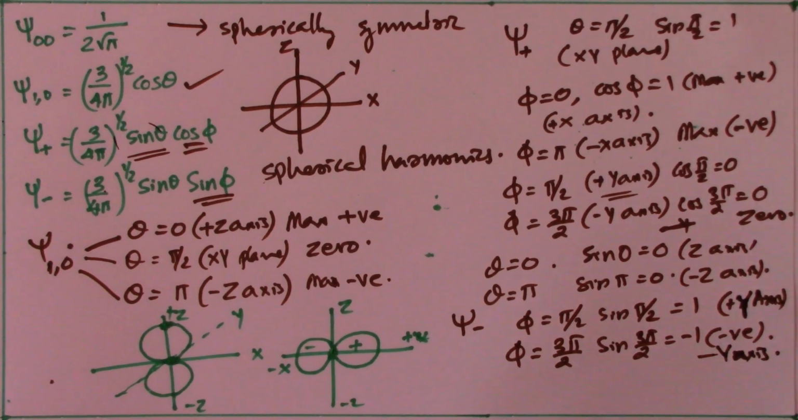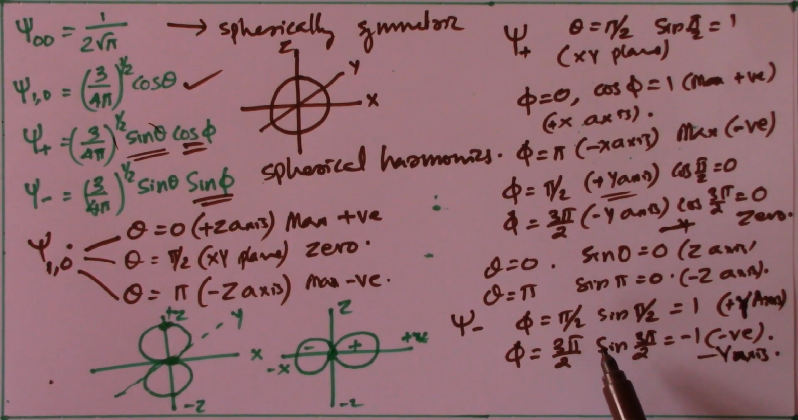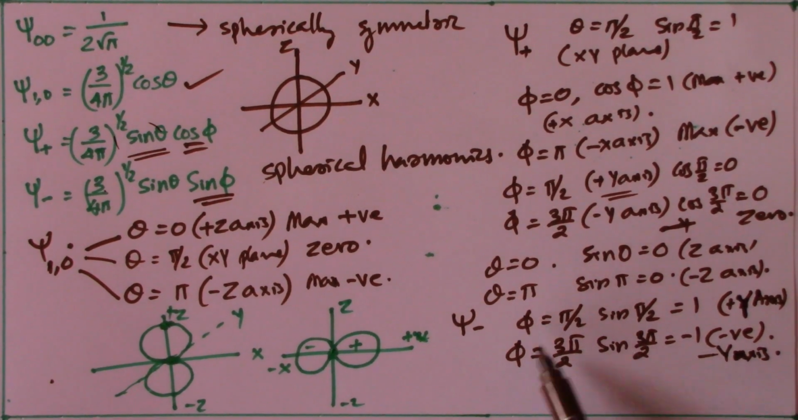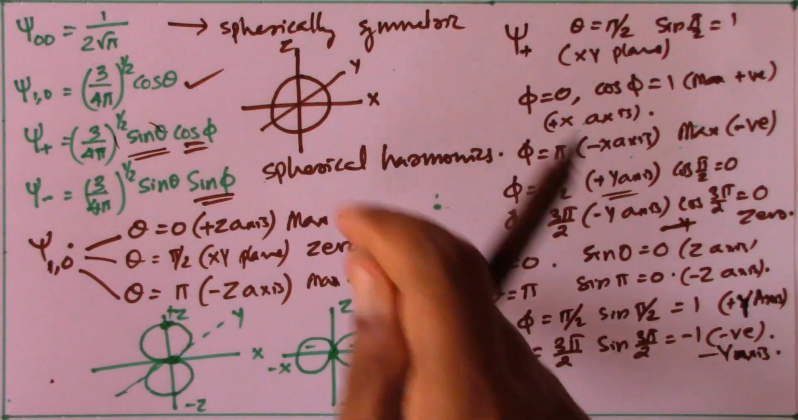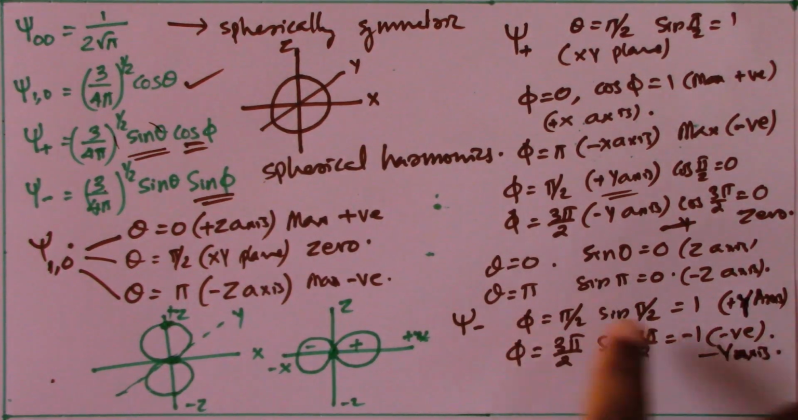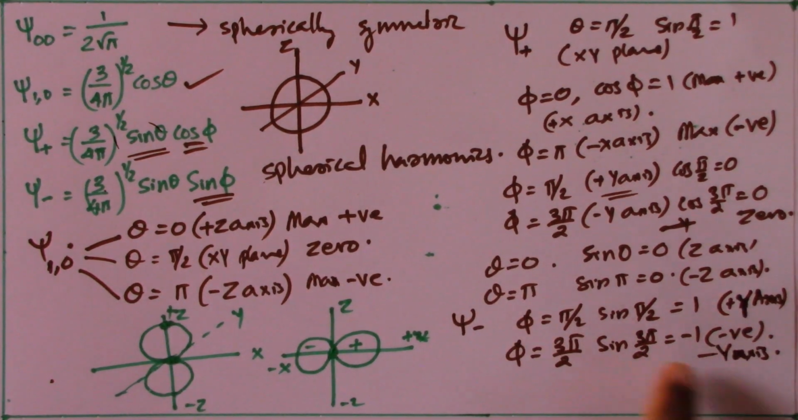So this is oriented along the y-axis, and the previous function was oriented along the x-axis. Phi is nothing but the angle from the x-axis. So in the x-axis phi is equal to 0. When it turns 90 degrees, it reaches the y-axis. That is why it is the y-axis here. Okay, so psi minus is oriented along the y-axis.